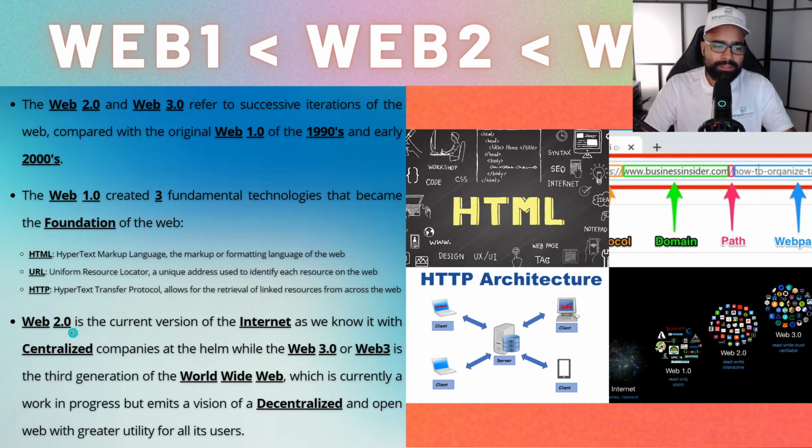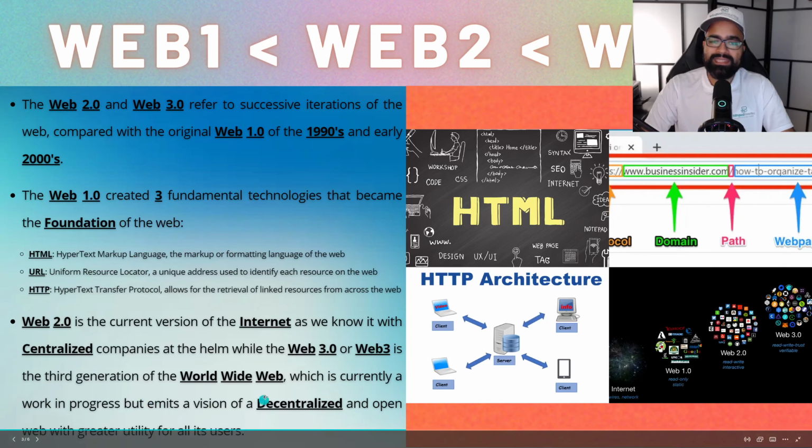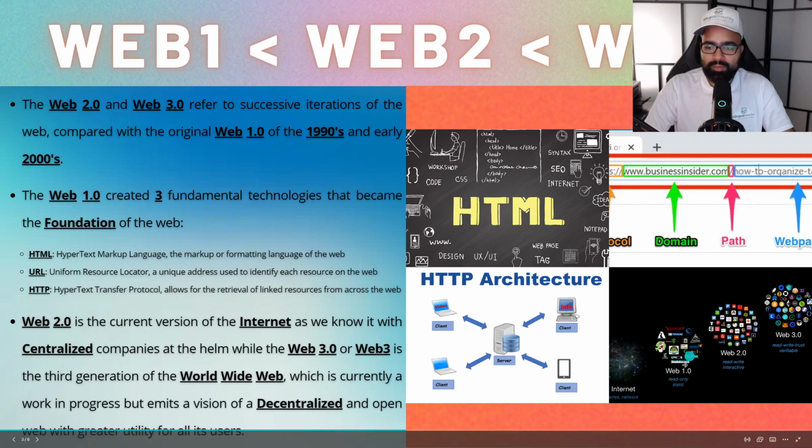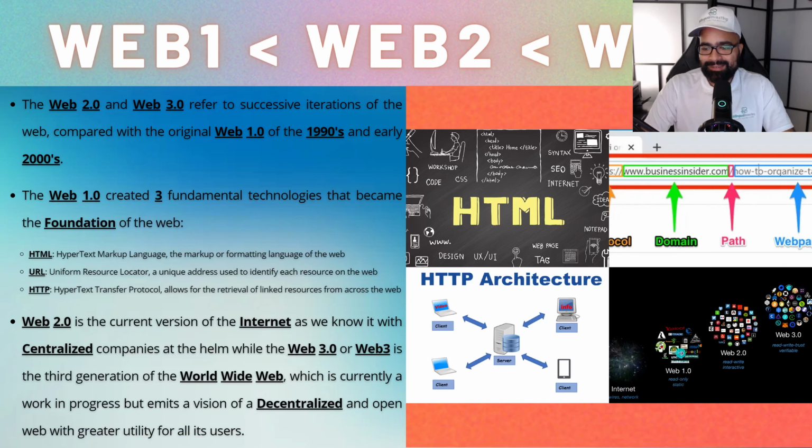So then Web 2.0 is the current version of the internet as we know it, with centralized companies at the helm, while Web 3.0, or Web3, is the third generation of the World Wide Web, which is currently a work in progress but emits a vision of a decentralized and open web with greater utility for all its users. As we can see here in this picture, we had the internet, then Web 1.0, with MSN, Google in its beginning, Yahoo, AOL, and Messenger, those were the days. And then in Web 2.0, we have all the social media platforms as we know them today. And then Web 3.0 is that evolution into a decentralized web or internet.